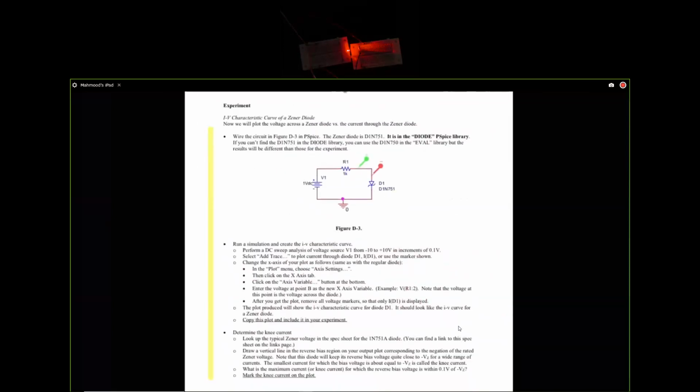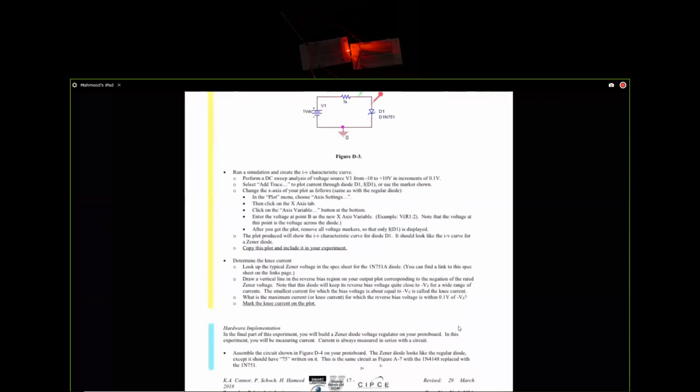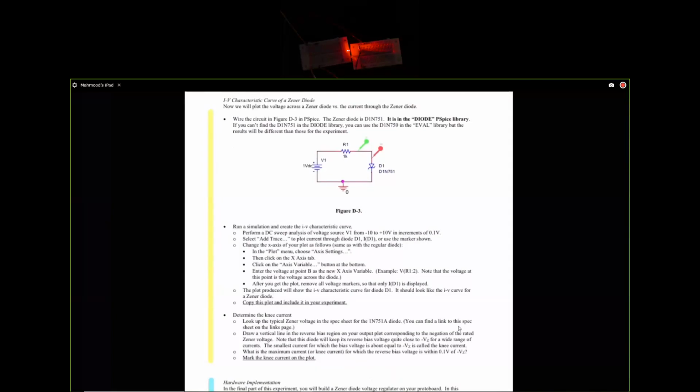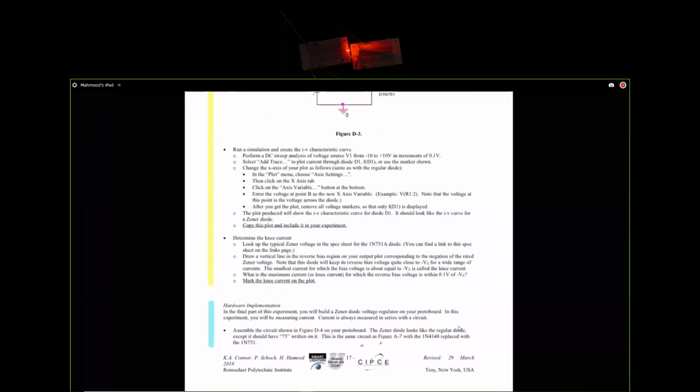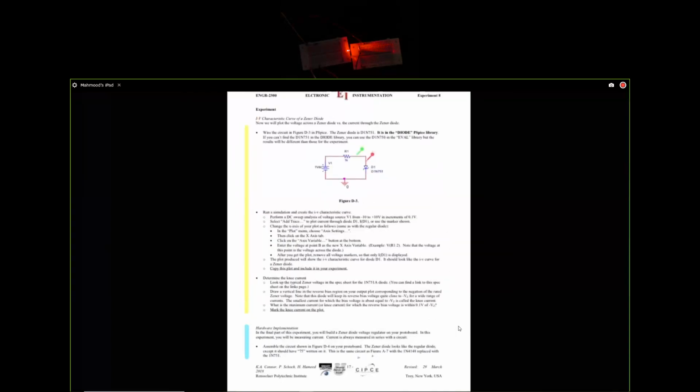On page number 17, most of the things are for Capture PSPICE simulation, but there are some hardware exercises to be done, and we will do that on Thursday when we meet next. If we are able to complete that, we will finish experiment 8. So that's a small part that's left for Thursday.